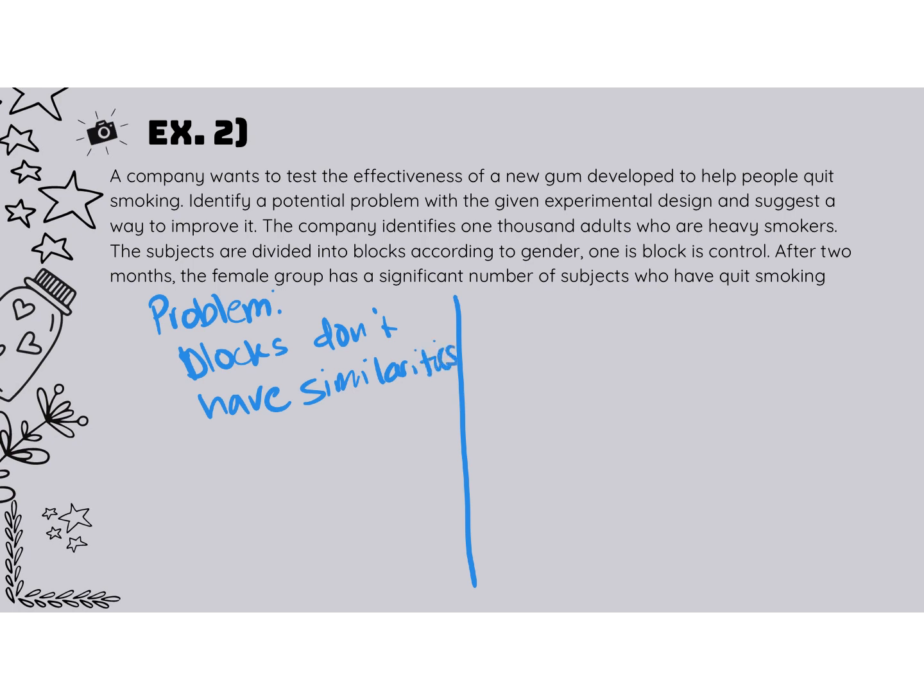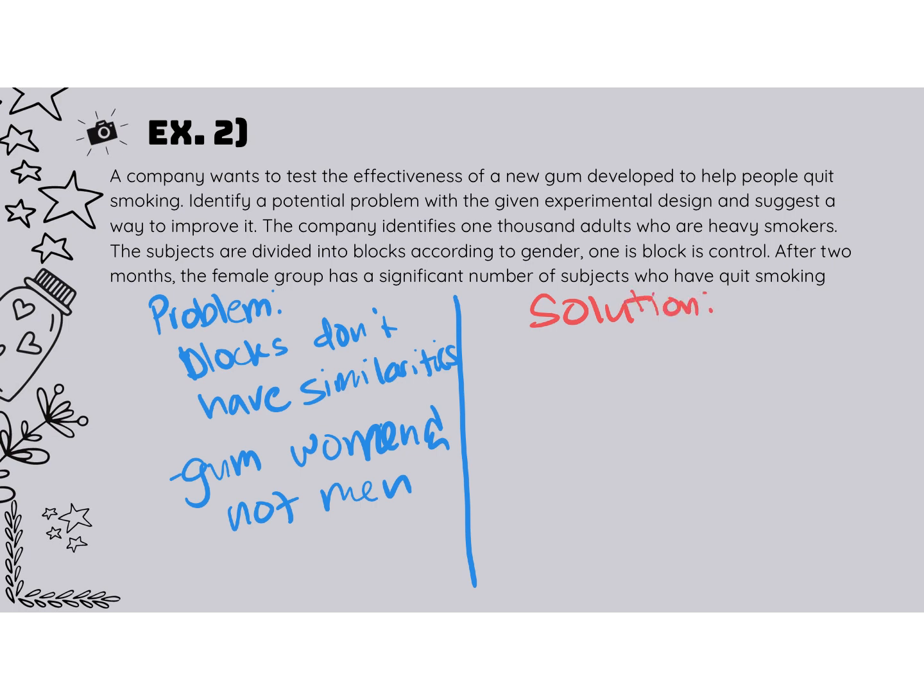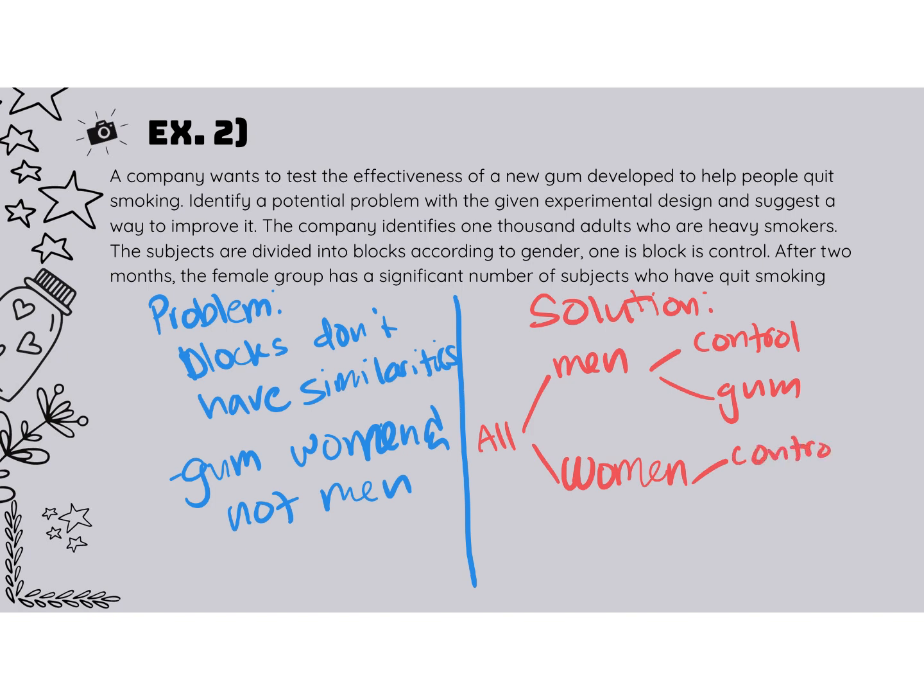Okay. So gum might affect women and not men. Okay, so a way to fix that would be to use a randomized block design. So if you break it up into men and women, and then you give some of the men the control and some the gum, give some of the women the control and some the gum, you're going to have a much better study.